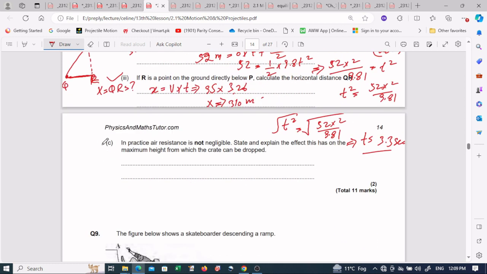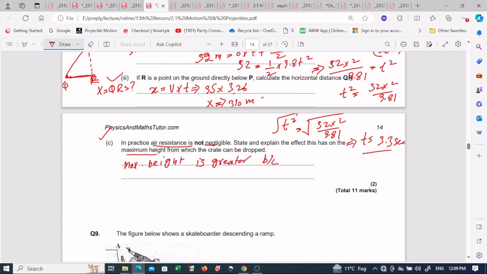So for the next part, in practice the air resistance is not negligible. Explain the effect this has on the maximum height from which the crate can be dropped. So if we assume there is air resistance, it's not zero, it's not negligible, then what is the maximum height? Simply, the maximum height is greater if we include air resistance. Why?